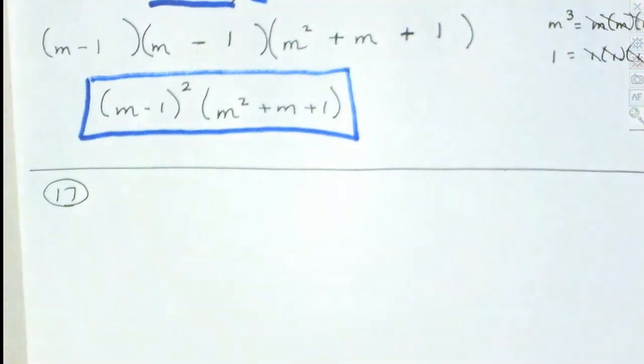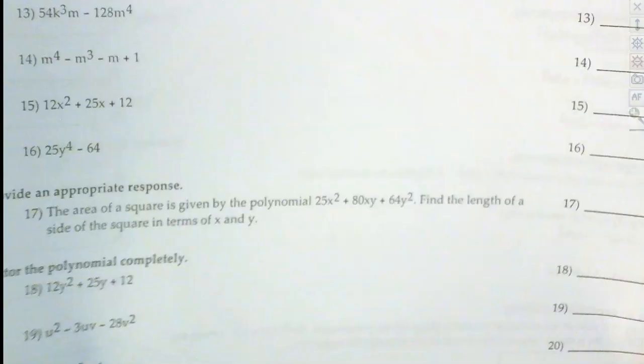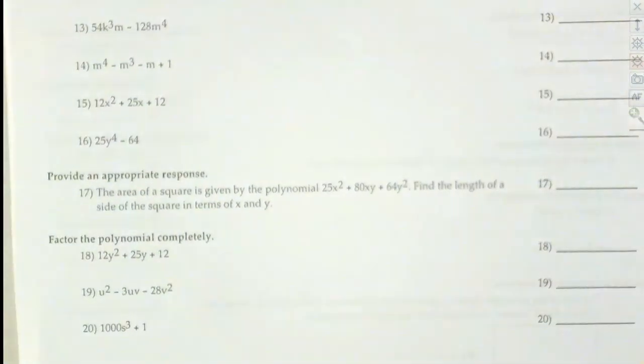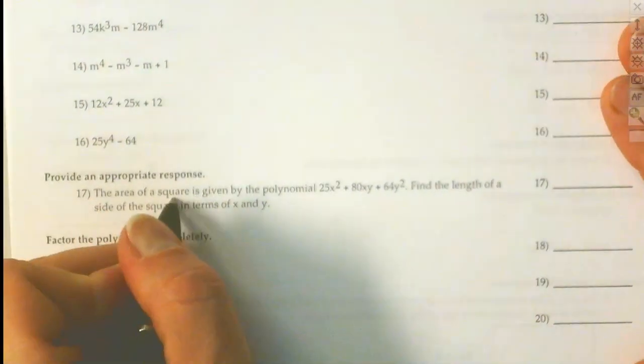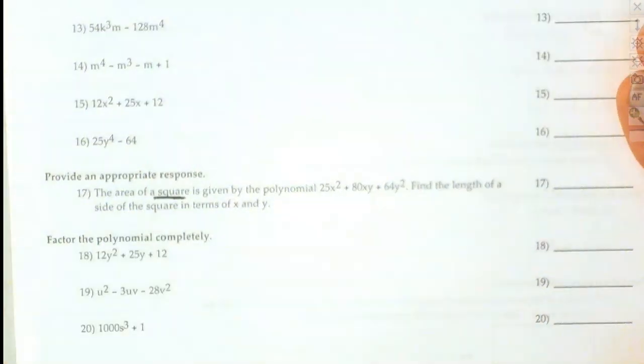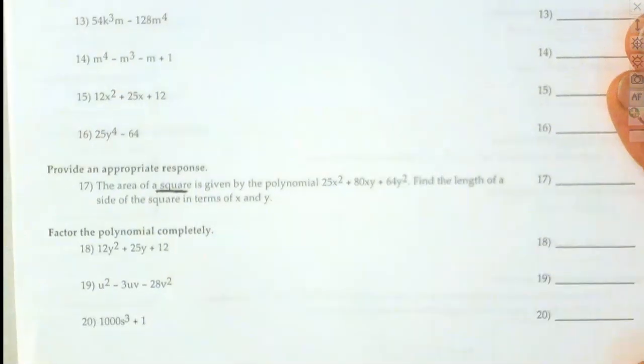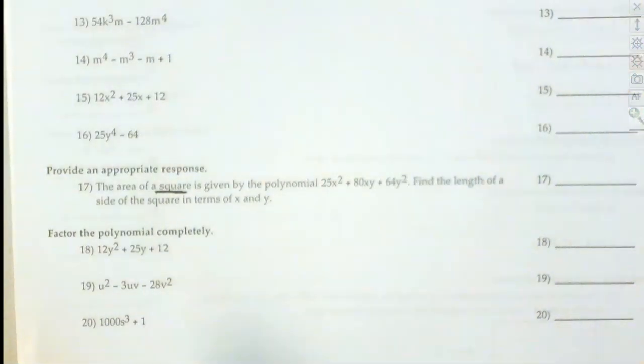Question 17. Now there's a key word on this question we need to make sure we pick up on, and that's square. So it says the area of a square is given by this trinomial here. We want to find the length of the side. So it's a square. What do we know about a square? On squares, the sides are the same, right?